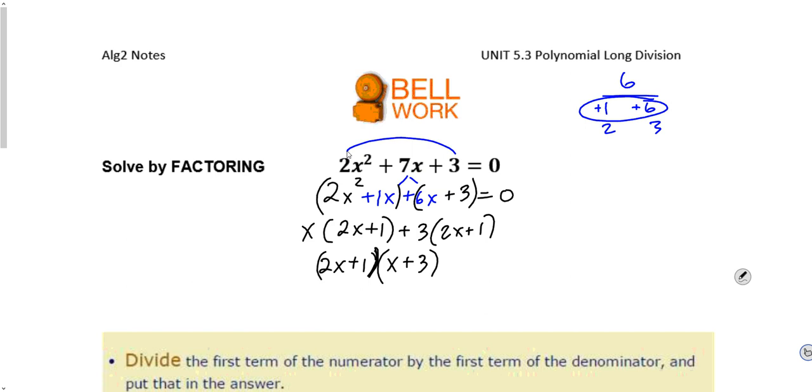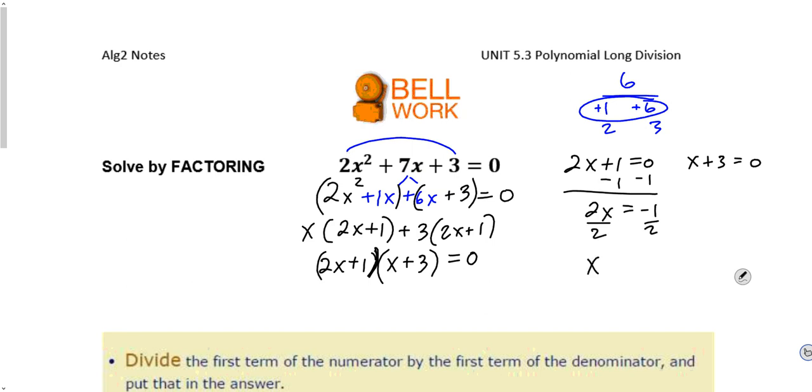Now we have to take it that extra step and we actually have to solve it. So to solve it, we just take each factor and set it equal to 0. 2x plus 1 equals 0, and then x plus 3 equals 0. So I'm going to subtract 1 from both sides. So that's 2x equals -1, and just divide 2 to both sides. So that means -1/2 is a solution. And then we subtract 3 from both sides. So that means x equals -3 is the solution.